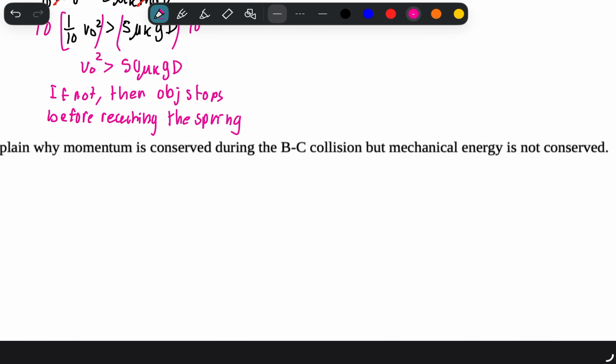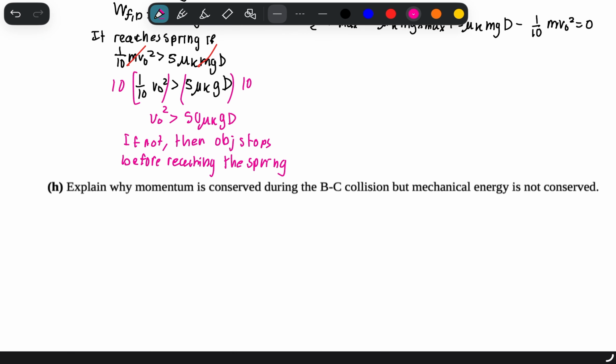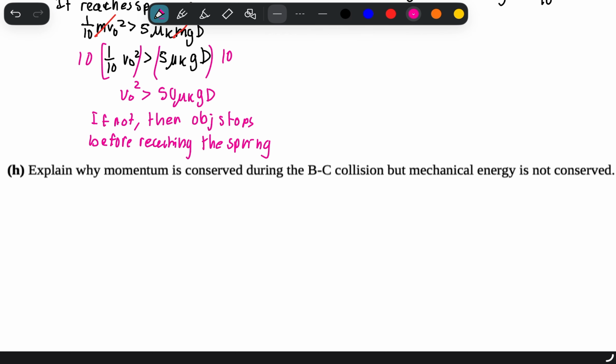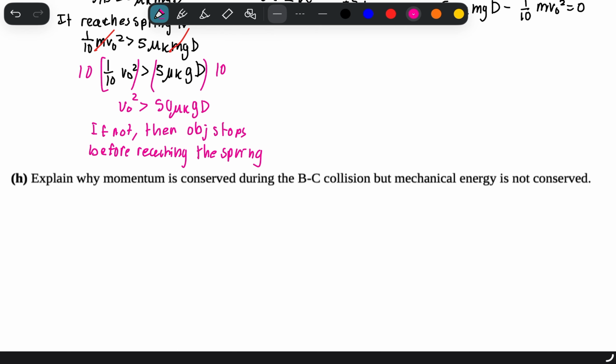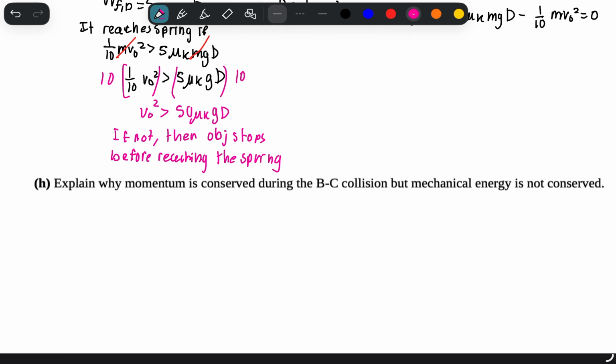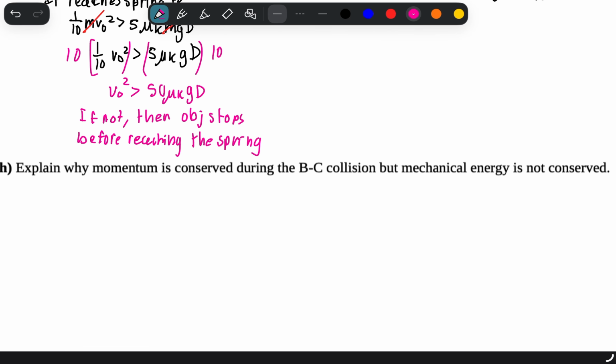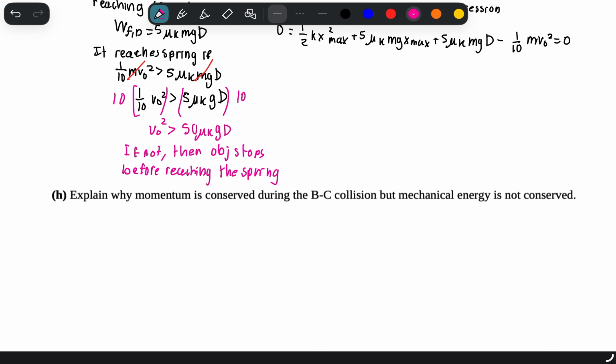So explain why our momentum is conserved during the BC collision, but not the mechanical energy. The reason is because the carts are going to stick together. So that means some of that kinetic energy is becoming internal, thermal, sound, and deformation. So again, our momentum conservation depends on our external impulse, and our energy conservation depends on whether or not we have non-conservative processes that transform our mechanical energy into internal energy. So our sticky collision is able to conserve momentum, but it also loses kinetic energy.